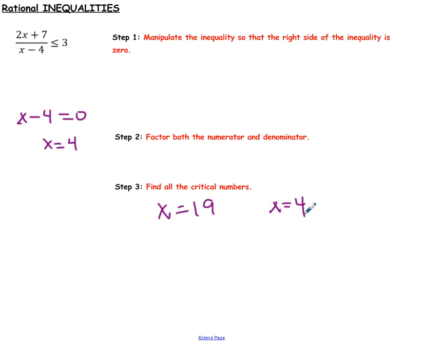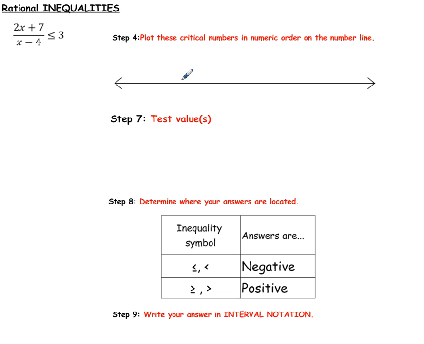Now remember, when I graph it, x equaling 4 has to have an open dot. So I'm going to put my critical values on here. One was 4. One was 19. 19 can be a closed dot because I have an equal sign. Okay, and 4 has to be an open dot.